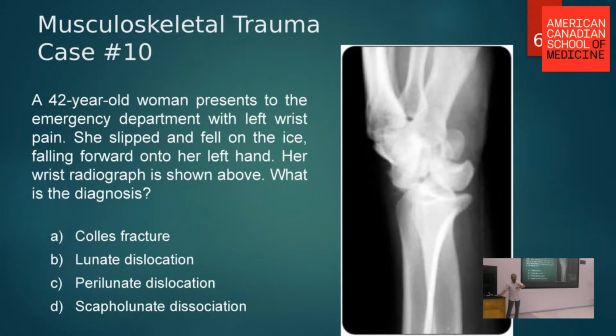Okay, I think this is our last case here. A 42-year-old woman presents to the ED with left wrist pain. She slipped and fell on the ice, falling forward onto her left hand. Her wrist radiograph is shown above. What is the diagnosis? This is a tough one. I've had this, I've also missed this one.